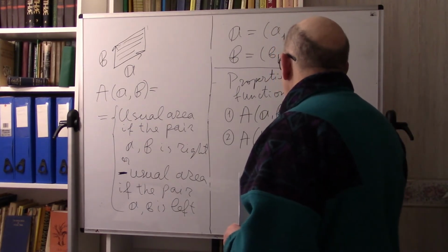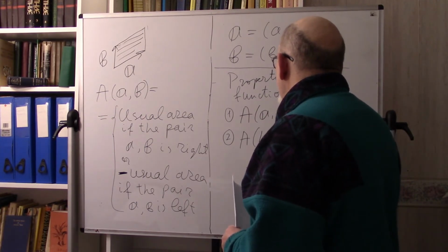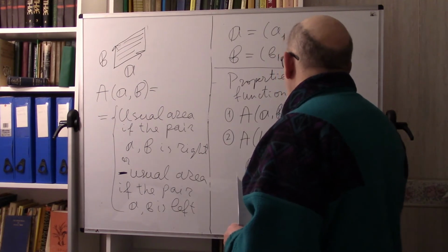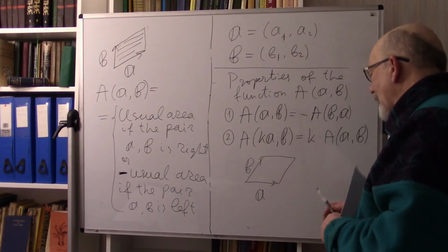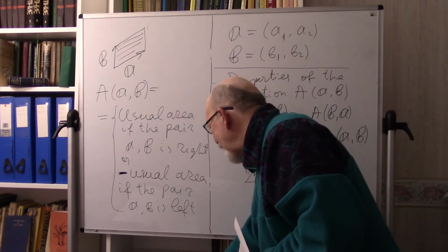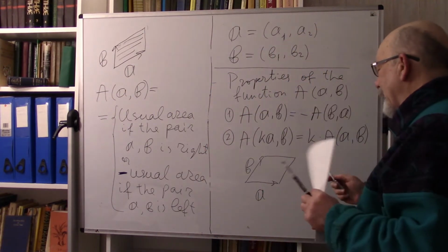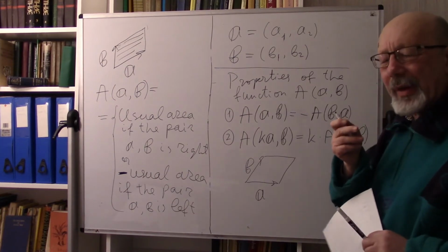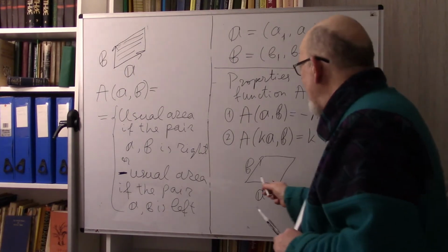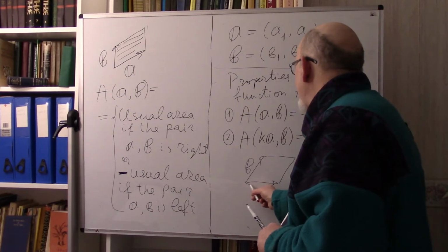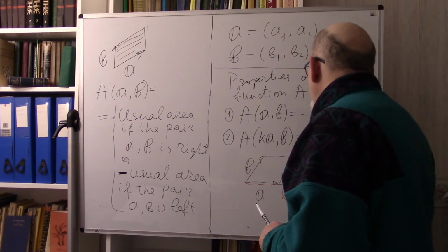Let me draw a picture. It is vector A. This is vector B. And the signed area of this parallelogram is the area of AB. Now, if you replace A by kA, so multiply by k, here we have two cases. One case is when k is positive, the other is if it is negative. So if k is positive, you will have, say, this vector. It is k times A.